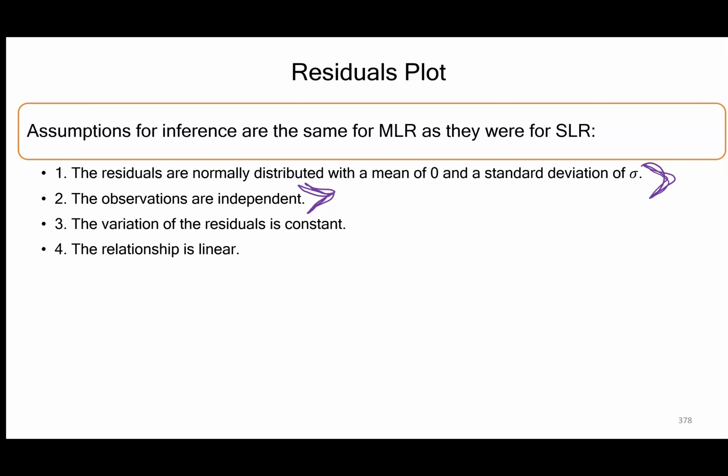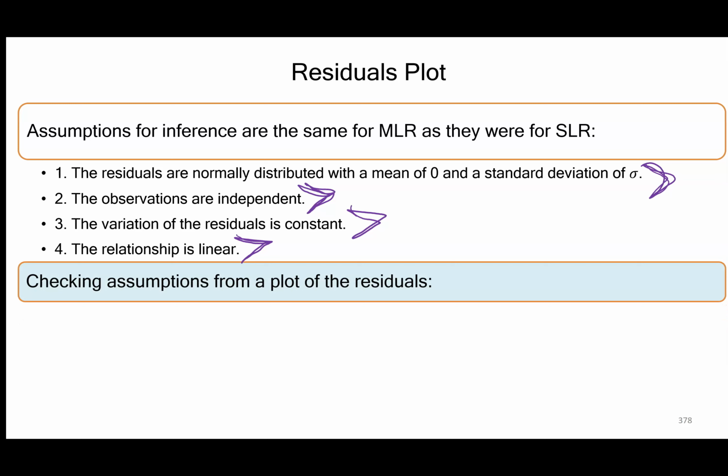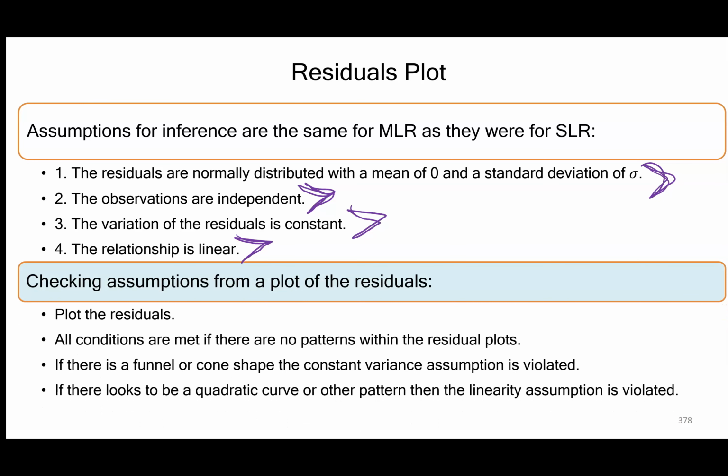You don't want family members, basically. The variation is constant, so no fanning out or funneling in. The relationship is linear, so no curves or shapes in the residuals. So, checking assumptions: plot the residuals. Anytime we want you to check these assumptions, we'll provide this plot for you.